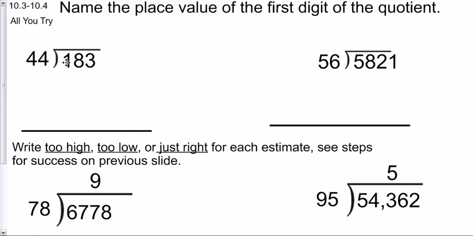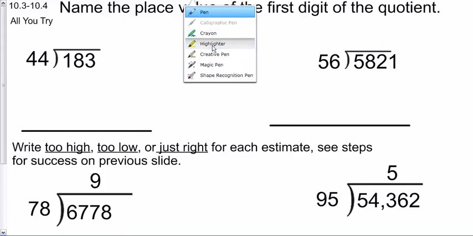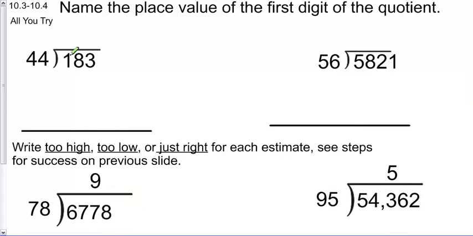So I start at the left and I work my way to the right. Now this is kind of opposite of what we normally think of when we do this. Okay, so is 1 larger than 44? Nope. Is 18 larger than 44? Nope. But 183 is. So I know that the first digit is going to go in the ones place.